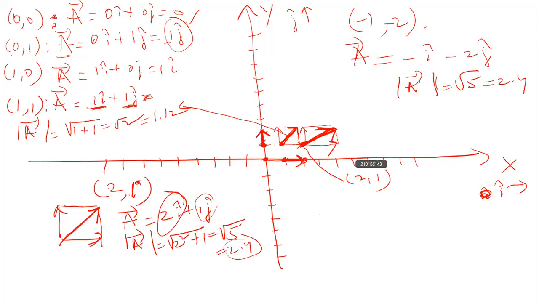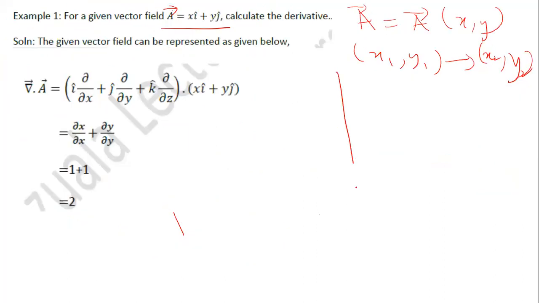Now minus i minus 2j. Minus 1 is this point, minus 2 is this point. So the space coordinate out here is this point. At this point, you have a minus 2j here and minus 1 here. So the resultant vector at this point will be something like this. Okay. So all in all, what you're going to have here is something like this.